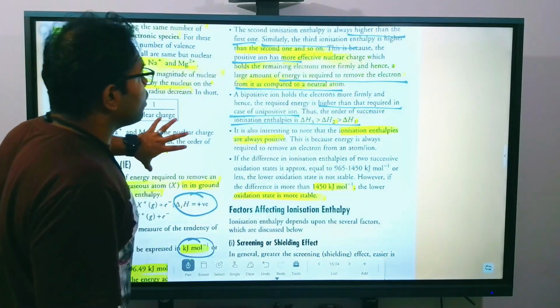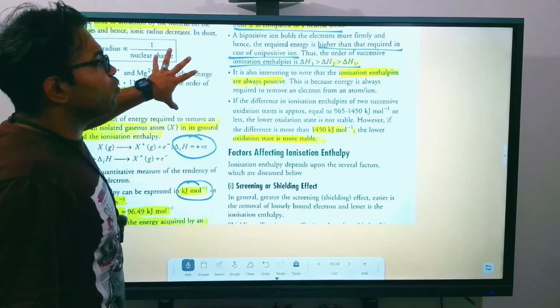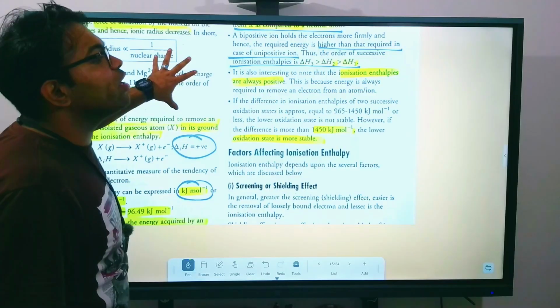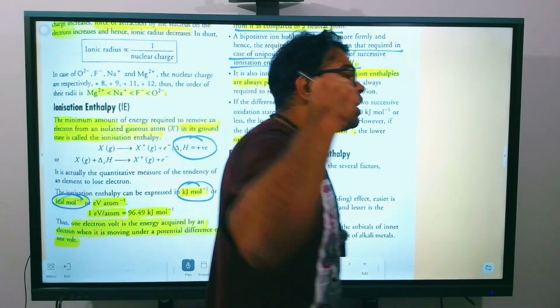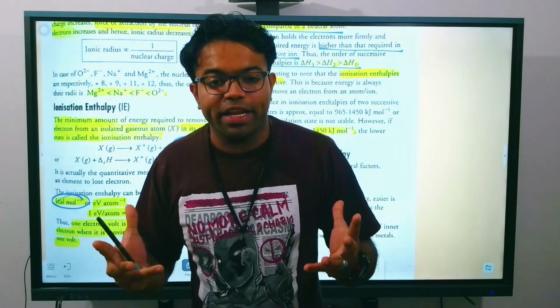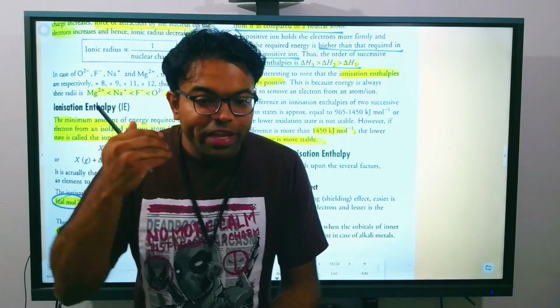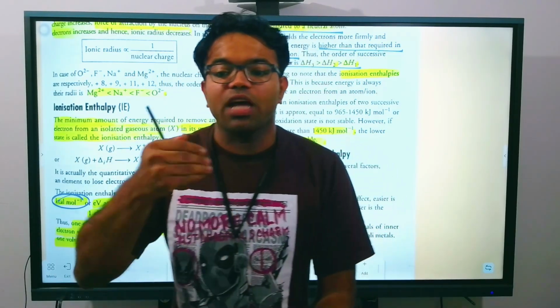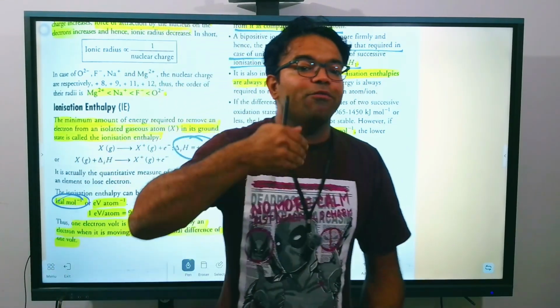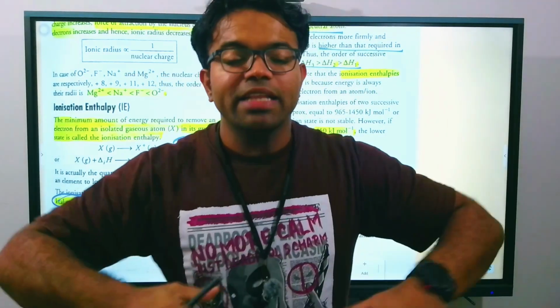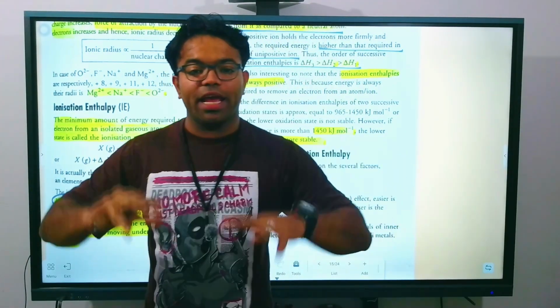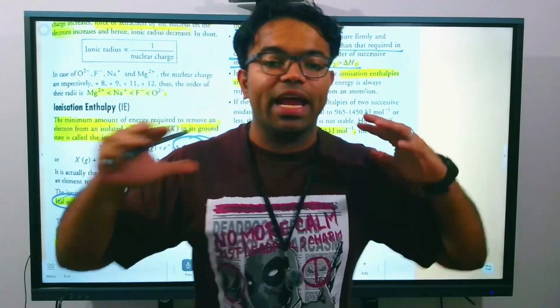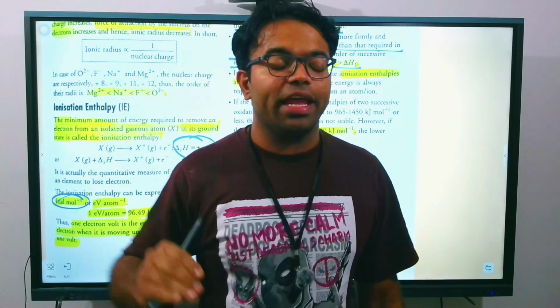Okay, let's move on. Now, it is also interesting to note that the ionization enthalpy is always positive. You have to provide energy. Why do you have to provide energy? In structure of atom, we realize that electrons are present in an atom with a negative energy. They are at a lower potential energy compared to that of a free electron, which is at zero energy.